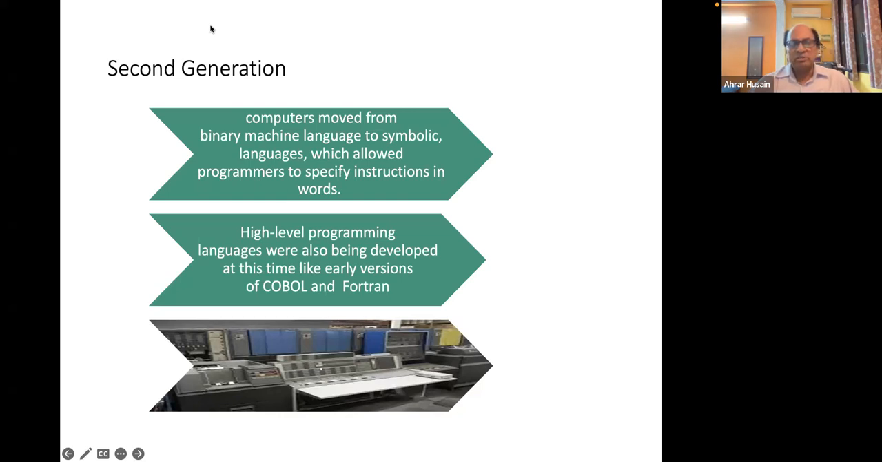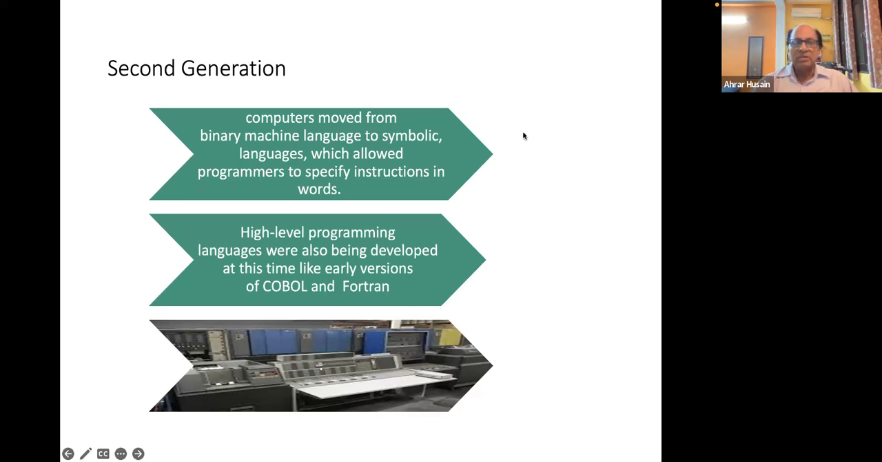Another problem with this generation of computers was that at that time, COBOL and Fortran languages were taught in computer science programs as well as in engineering, not in other courses. So other users found it difficult to handle this generation of computers.